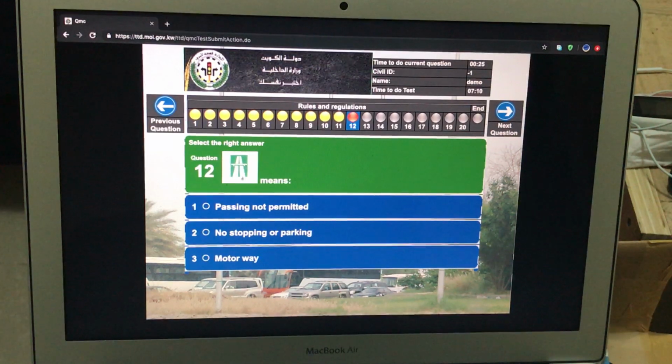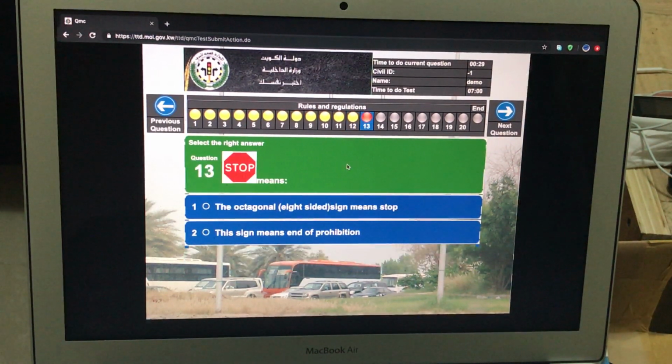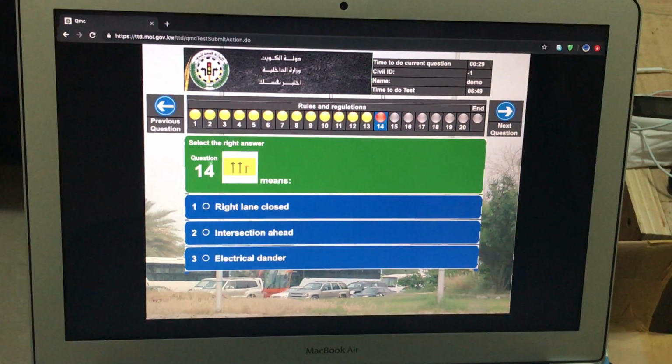Here you can see a bridge and a road passing, that means passing not permitted, no stopping or parking. The third answer is the right one, motorway. Here, the octagonal 8-sided sign means stop, so the first answer is the right answer. In this question there are 2 arrows and one is blocked. That means right lane closed. Because the right side is blocked, it is right lane closed.